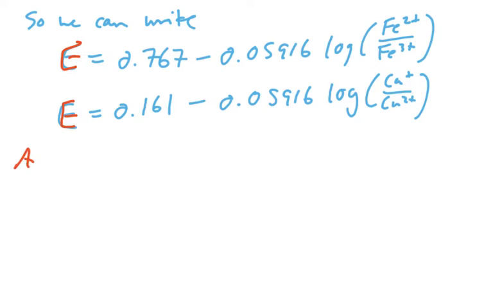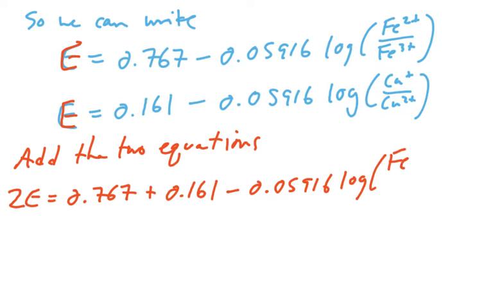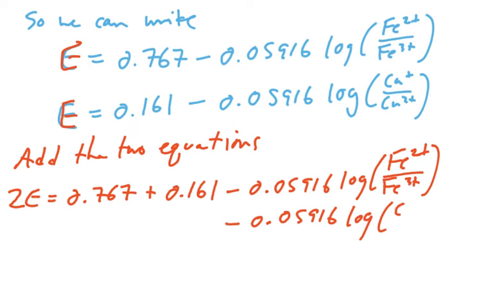So let's add the two equations together. We're going to get 2E on the left, and then we're going to add the standard reduction potentials of the half reactions, minus 0.05916 times log of iron 2 over iron 3, and then also minus 0.05916 times the log of copper plus over copper 2 plus. And we can keep going with this.